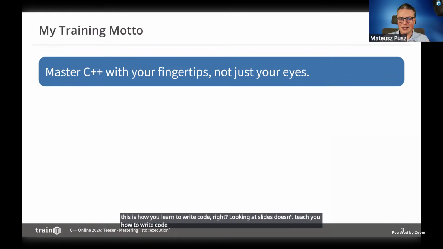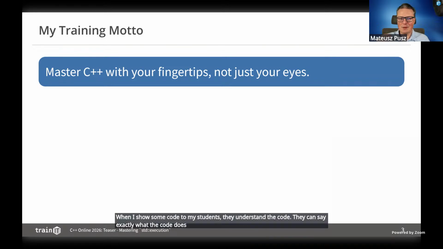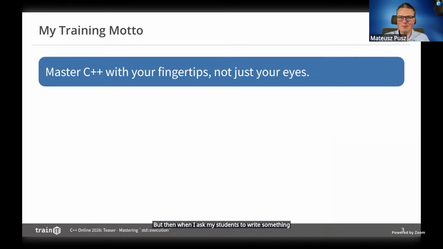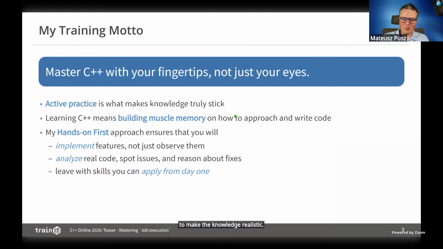My experience is that when I show some code to my students, they understand the code. They can say exactly what the code does, or even what the problem with the code is. But then when I ask my students to write something three times simpler, they don't know how to start. This is where muscle memory comes in, right? You have to do active practice to make the knowledge truly stick. You build muscle memory and attend workshops, write code by yourself.